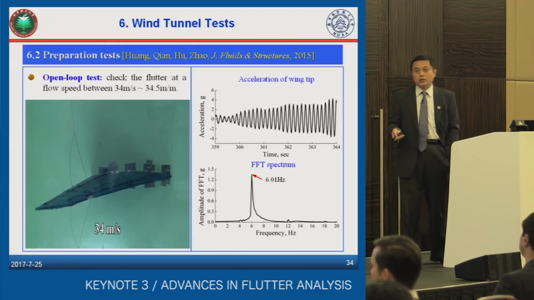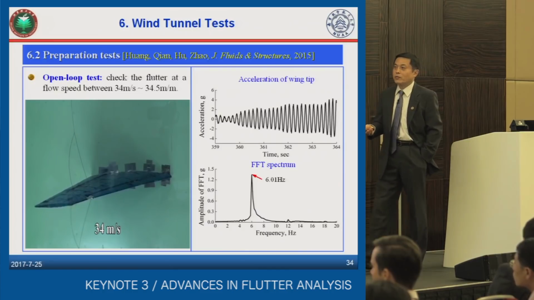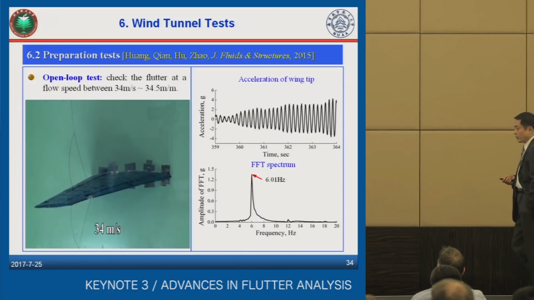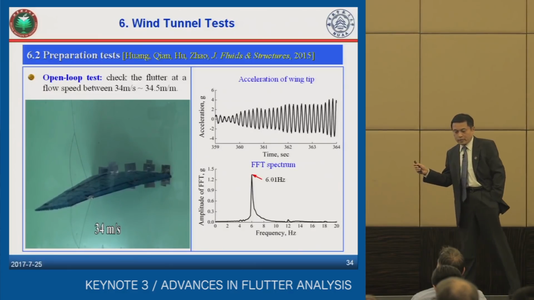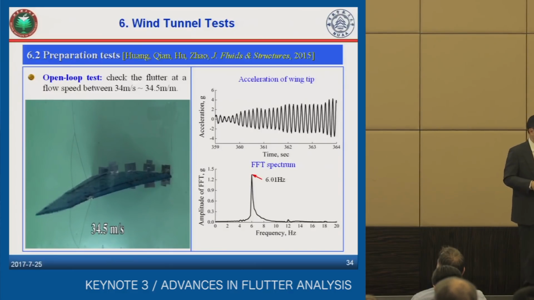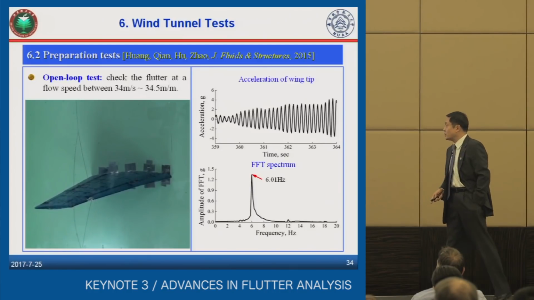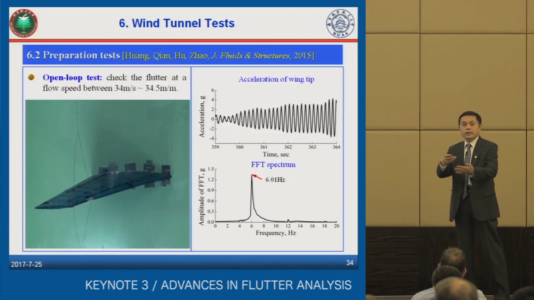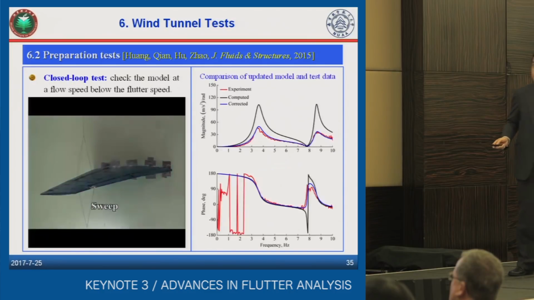According to the numerical simulation, this wing will be subject to flutter when the flow speed is beyond 34.5 meters per second. And you can see that's a real result. If you do not suppress the flutter all of a sudden, the wing will actually be damaged. The comparison gives you a very good agreement between the experimental results and the numerical results.